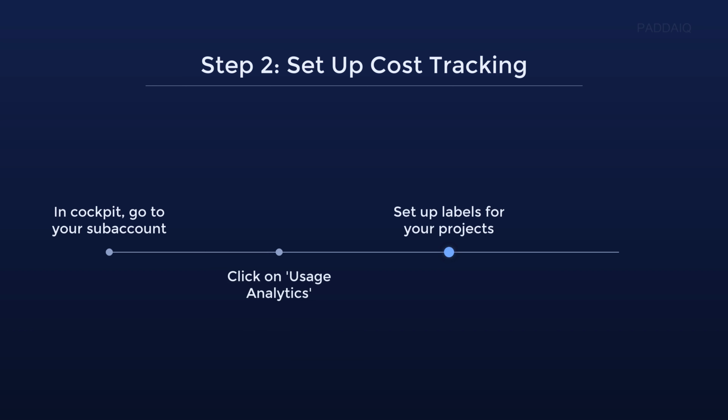Set up labels for your projects. This means tagging your BTP resources with custom identifiers to organize and track costs. For example, label all resources for your mobile app project with Project Mobile. This allows you to easily filter and report on all related expenses, ensuring you can monitor your budget effectively for each initiative.